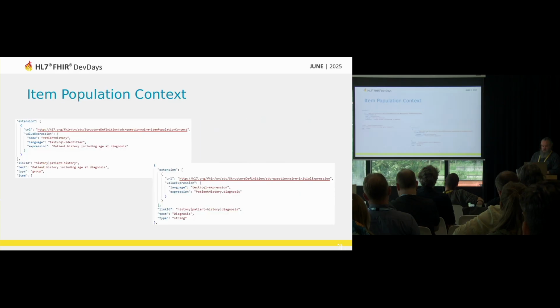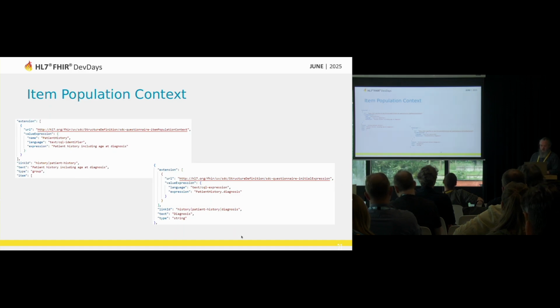Then on our next slide, we see we have an extension on the group item for the item population context. When you do this, you must specify a name for this expression, something we don't normally do. But in the item population case, this is required, as this becomes the variable name of the value that gets passed into subsequent evaluations for the child item.